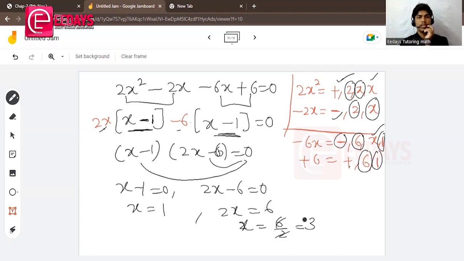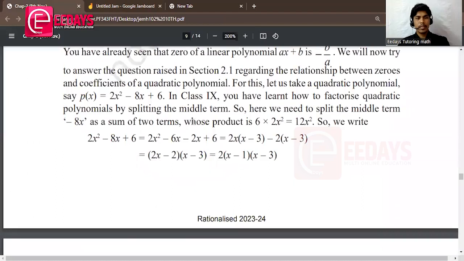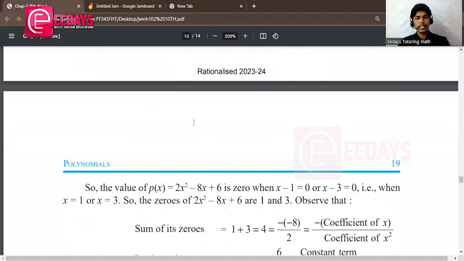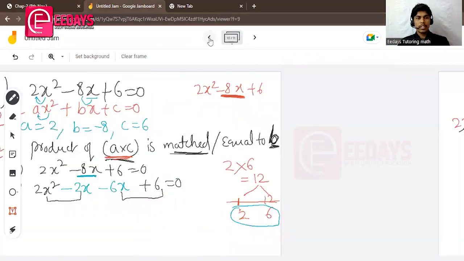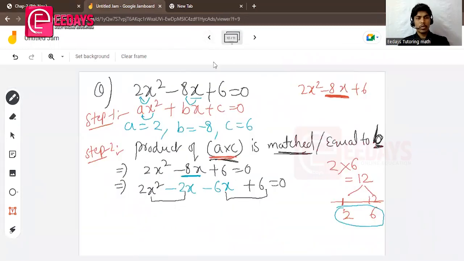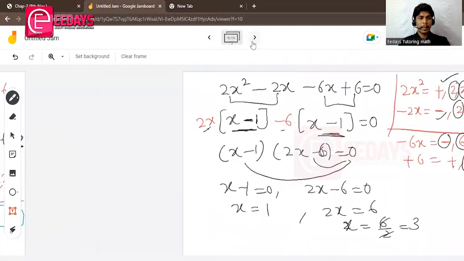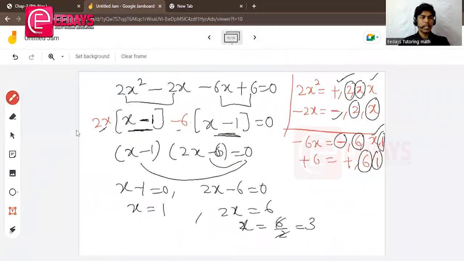All right, let's move on. Yeah, you just find the factors like this. So you'll get x is equal to 1 and x is equal to 3. Yeah, these are the steps. First step is step 1, step 2. Okay, this is the step 3. I just write the step 3 here. Yeah, this is the step 3.